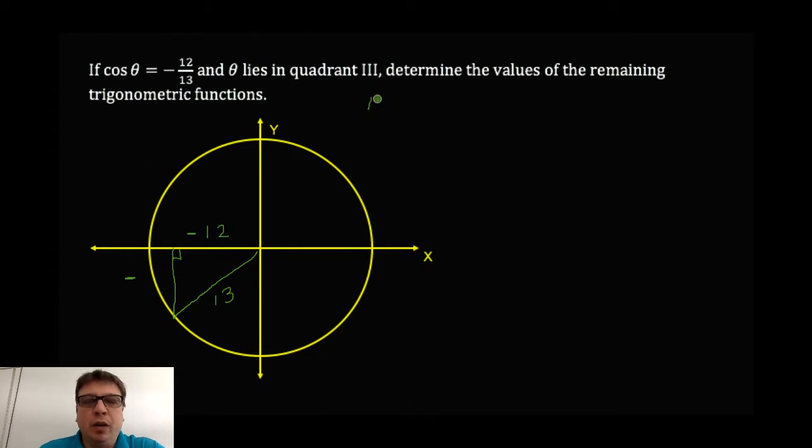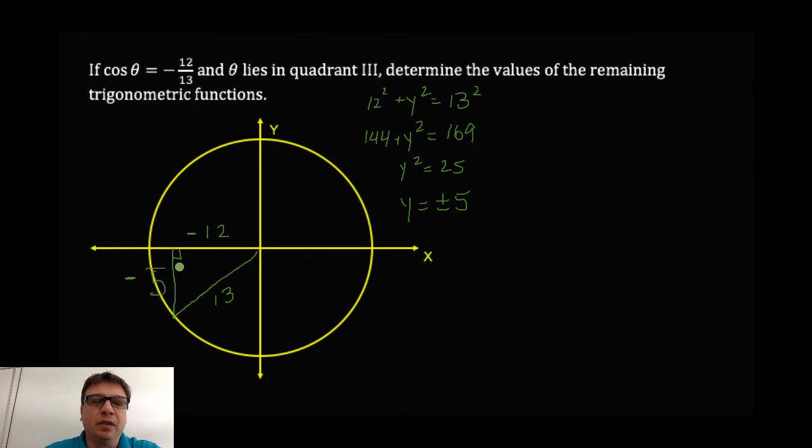So 12 squared plus y squared is equal to 13 squared. 144 plus y squared is equal to 169. Go ahead and finish this out, and I'm going to end up with y squared is 25, which means y equals either plus or minus 5, depending upon which direction I'm going. Well, right now we see we're in the negative, so this is negative 5. It's a really bad looking 5, but you get the idea. So it's negative 5. I need to go through and figure out all the other functions.